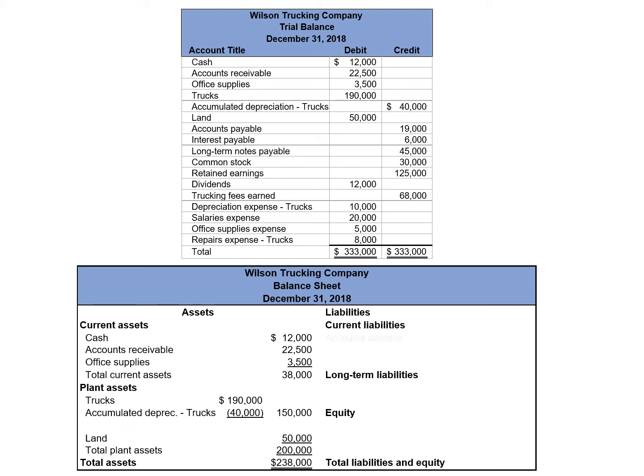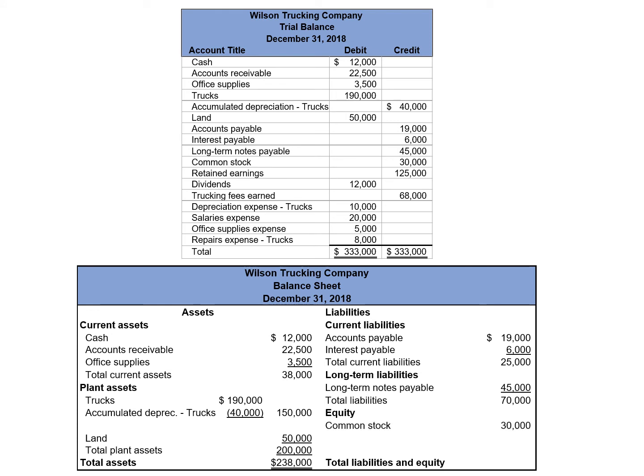So we have total assets of $238,000. We have liabilities of accounts payable and interest payable. Those are current, due within a year. Long term says long term, so that's easy. And then our equity section, we have common stock, and then they're going to ask you to compute your retained earnings. You know, retained earnings is your beginning retained earnings less your dividends plus your net income, which is the same as retained earnings less dividends plus revenue less expenses, right? So that's going to compute to $138,000 for a total of $238,000 of liabilities and equity.